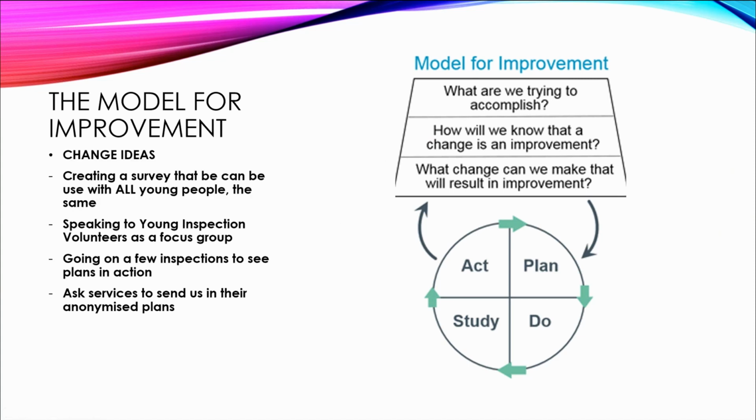Lastly, here are some of my change ideas. I wanted to create a survey for children and young people to get their feedback. I wanted to make sure I spoke to young inspection volunteers, our inspection colleagues, and asking services to send us some example plans. I also went out on a few inspections to see how plans were working within the service. Each of these took place under different PDSA cycles of change to achieve the overall aim.